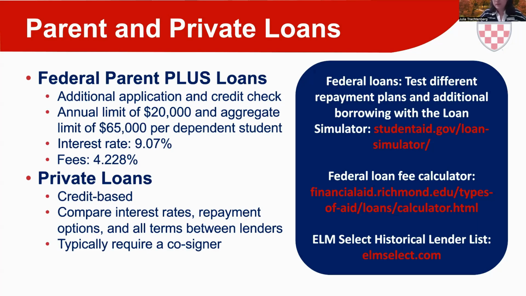And if you're thinking about private loans, we also have a historical lender list on Elm Select. So if you go to elmselect.com, look up University of Richmond, you can see the lenders that students have used over the past 3 academic years. Students and parent borrowers are able to borrow from any lender of their choosing. We do not have any preferences or make any suggestions for particular lenders, but this can be a starting place to help you see lenders that students have used in the past.